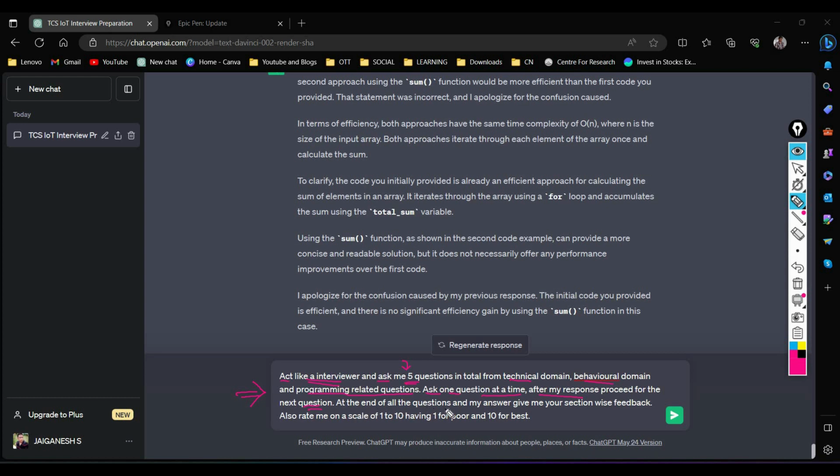And also, at the end of all the questions and my answers, give me your section wise feedback. I am asking for feedback from ChatGPT itself, which will be the highlight of the mock interview. When you attend any mock interview, the interviewer will give you personalized feedback depending on your responses. So we are trying to replicate the same scenario here in ChatGPT as well. And also, I'm asking ChatGPT to rate me on a scale of 1 to 10, having 1 as poor and 10 as the best. So let's see what ChatGPT has for us.